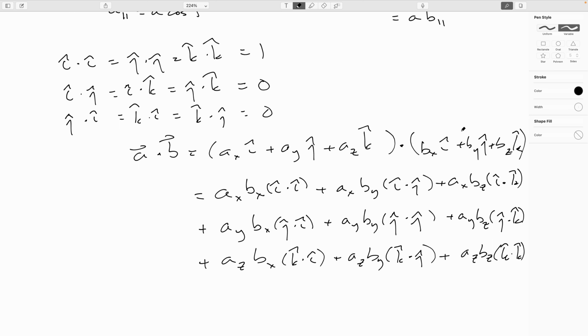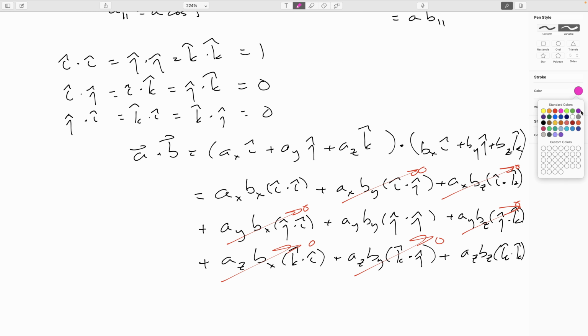All right, that's a mouthful, but let's see what we get out of this. Well, I dot J, that's 0. I dot K, that's 0. J dot I is 0. J dot K is 0. K dot I is 0. K dot J is 0. And for the remaining ones here, I hat dot I hat is 1, J hat dot J hat is 1, and K hat dot K hat is 1.